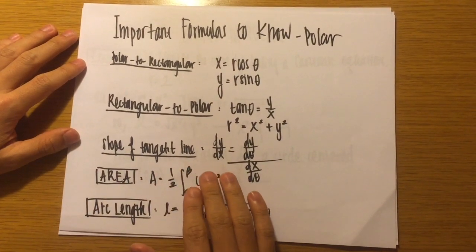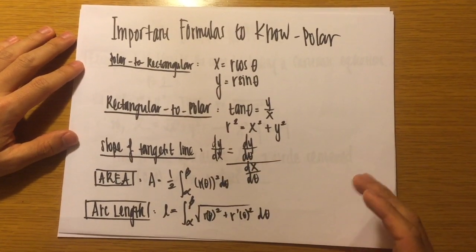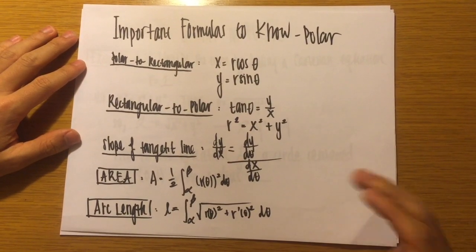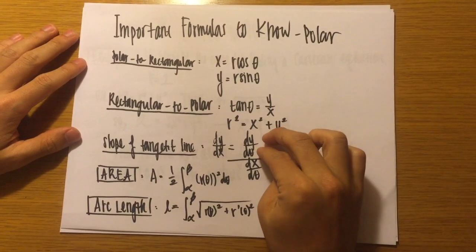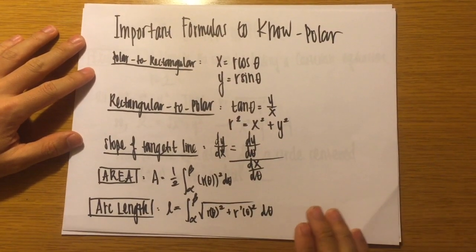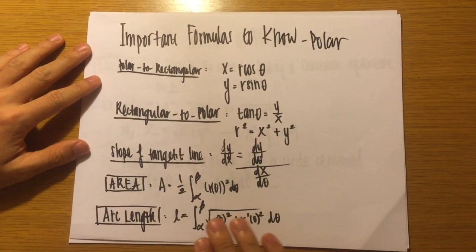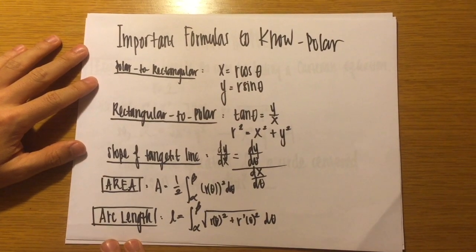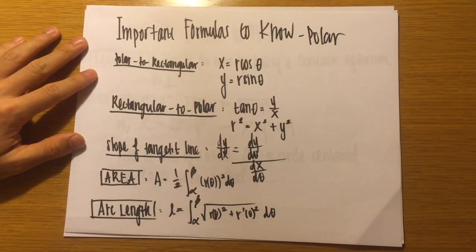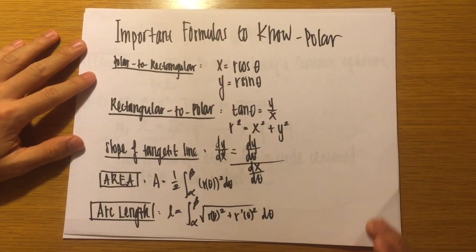Slope of the tangent line for a polar curve: dy/dx equals (dy/d theta) over (dx/d theta). Many times these questions will be phrased in terms of d theta, and that's okay because all you do is divide the dy in terms of d theta over the dx in terms of d theta, and the d thetas will cancel out. The area equals 1/2 of the integral from the lower bound to the upper bound of r of theta squared d theta. The arc length is the integral from the lower bound to the upper bound of the square root of r of theta squared plus r prime of theta squared d theta.